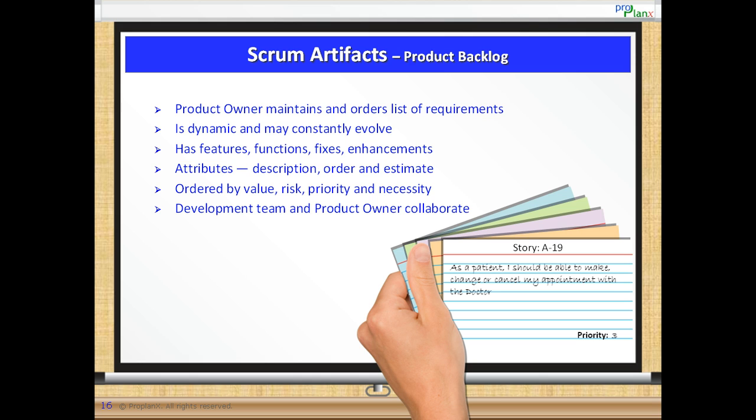The product backlog contains requested features, functions, defect fixes, and enhancements. Each item in the product backlog can be described by its attributes, which are the description, order, and estimate. The product backlog itself is ordered by value, risk, priority, and necessity as determined by the product owner, with assistance from the development team.